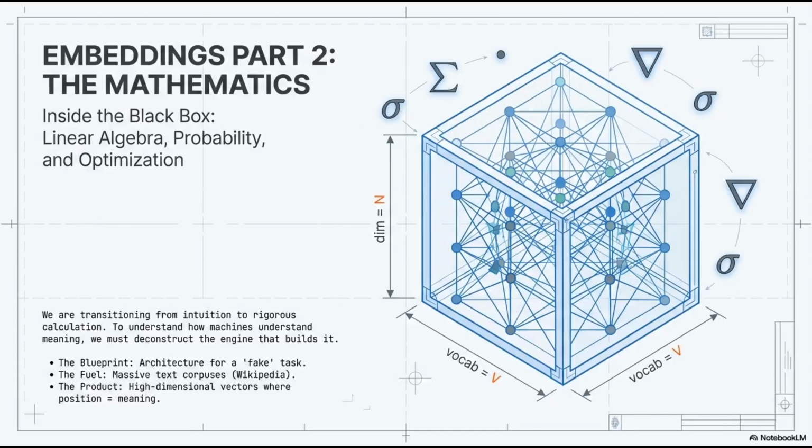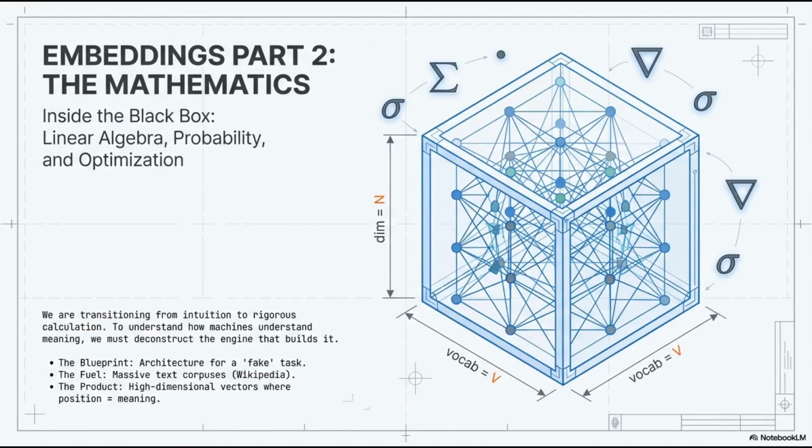Welcome back. In part 1, we looked at the intuition of embeddings, how we turn words into points in space so that king and queen end up next to each other. But we glossed over the mechanics. We treated the neural network like a magic box. Today, we break the box open.